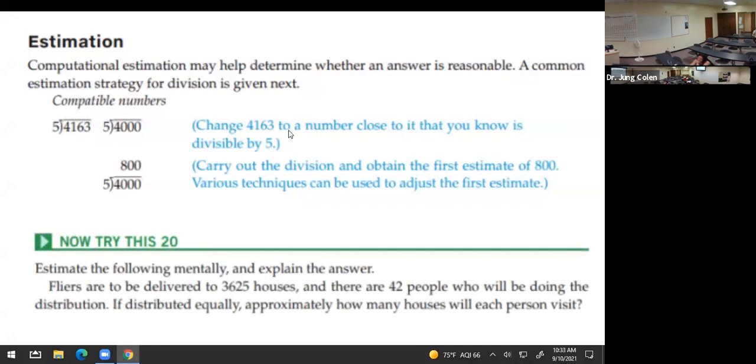Okay, now try this. Everyone, in your notebook or in your head, estimate the following mentally, and explain the answer. Flyers are to be delivered to 3,625 houses, and there are 42 people who will be doing the distribution. If distributed equally, approximately how many houses will each person visit? Okay, this is similar to newspaper delivery. Once you find it, you can also talk with your neighbor about your thinking.